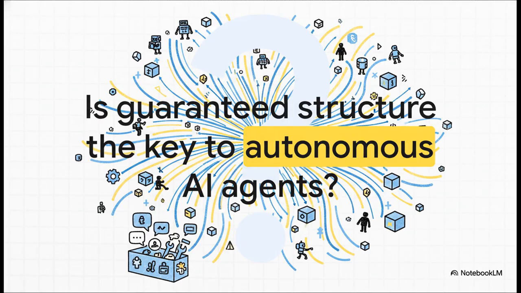And that really leaves us with this final big question. As we get better and better at giving AI these perfectly structured ways to communicate, and we give them a whole toolbox of real-world actions, are we right on the edge of building truly autonomous agents that can manage complex tasks all by themselves? The groundwork, it seems, is being laid right now.